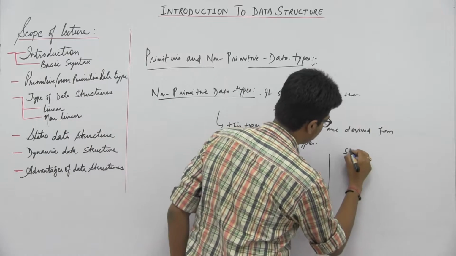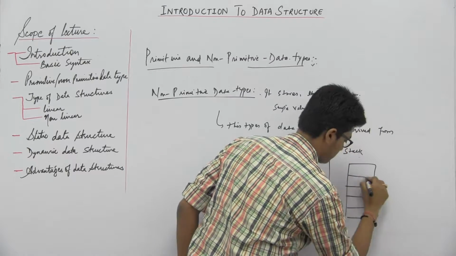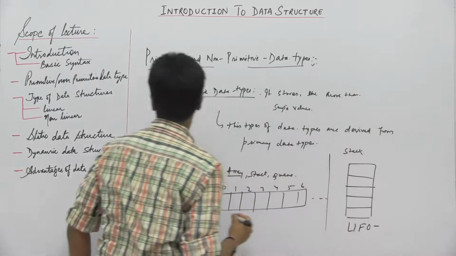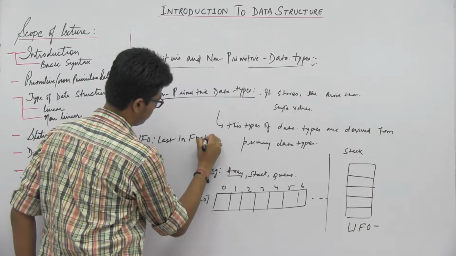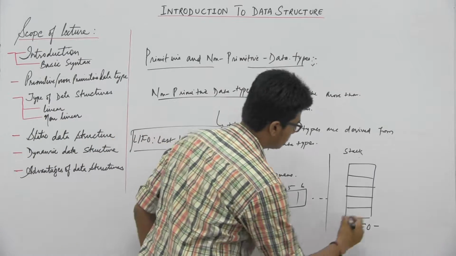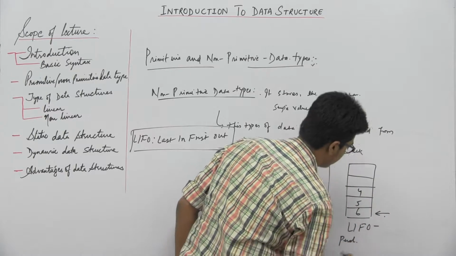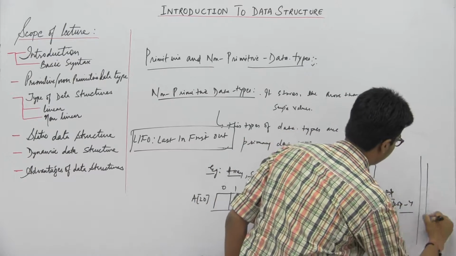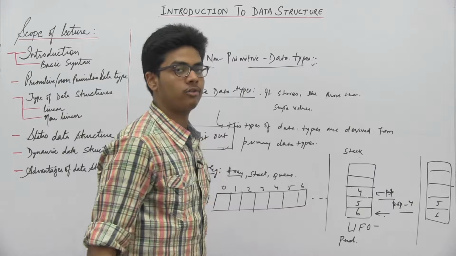In stack, the LIFO rule is applied. LIFO stands for last in, first out. Here we put values like 6, 5, 4 if we push, and if we perform the popping operation, like popping 4, then the final stack is 6 and 5. 4 is popped out from this.